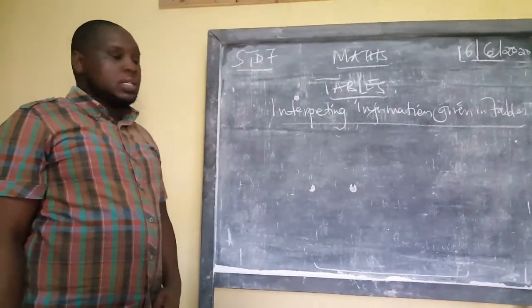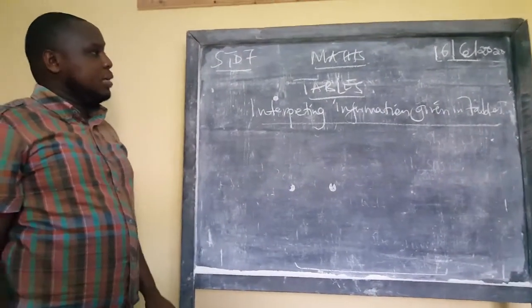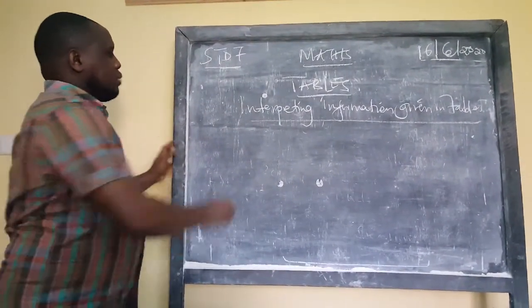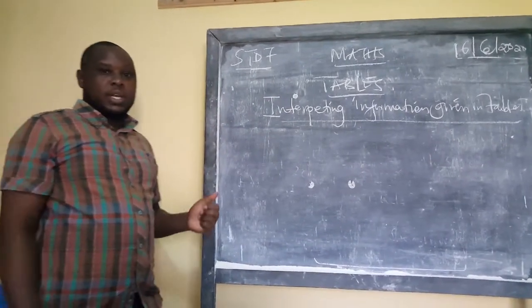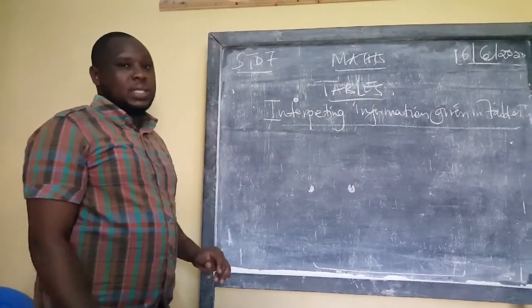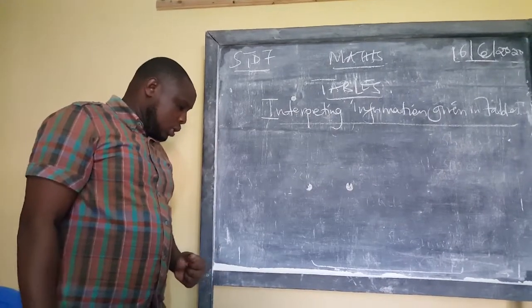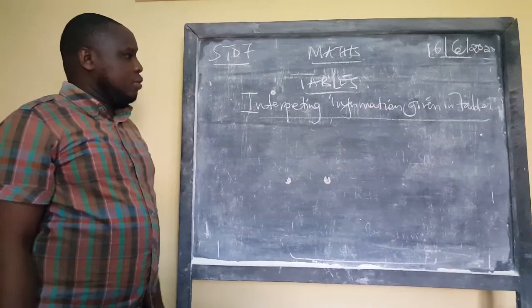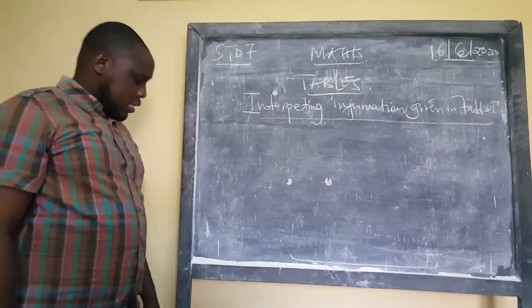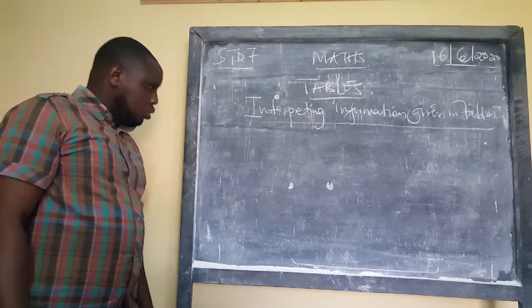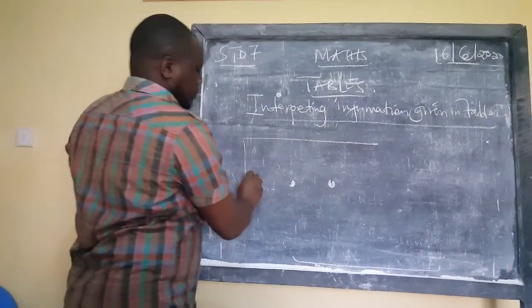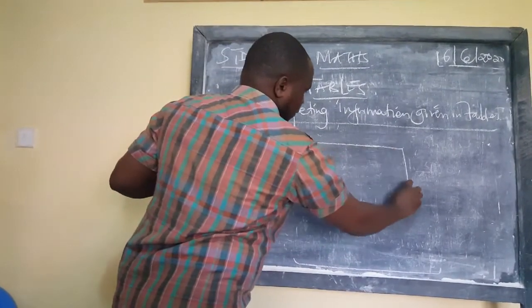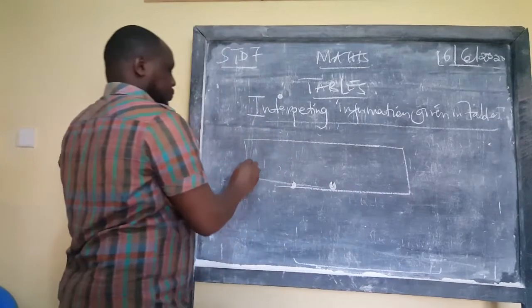And our day's lesson, of course, is going to be tables. In tables, we are going to interpret the information that we are given in a table to be able to answer questions. So I'm going to give you an example of a table here, and then we'll be able to interpret and see what it means. So this kind of a table.